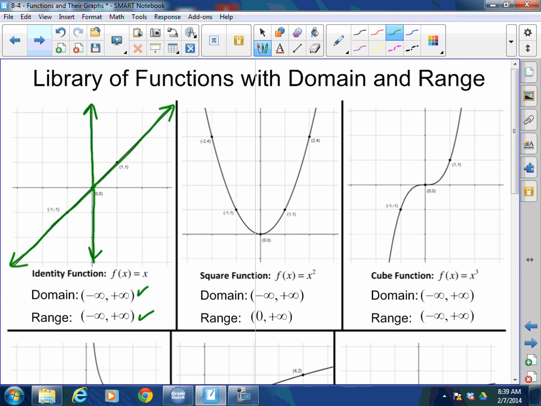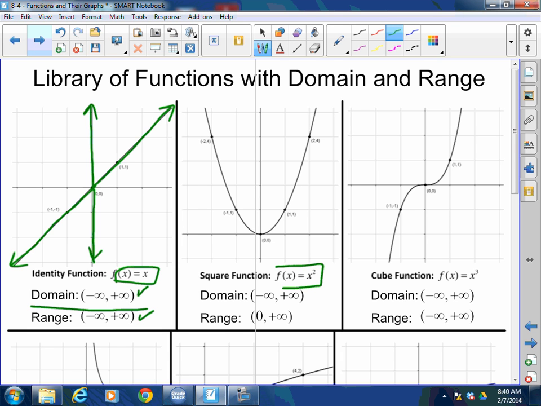Remember how I told you that every function is all real numbers unless I have restrictions? What's the domain here? All real numbers. You with me? Because what's the function? F of x equals x. Do I have any restrictions there? So it's all real numbers.